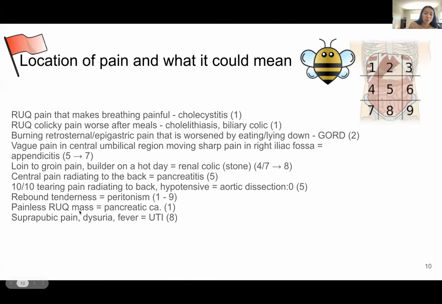And then painless right upper quadrant mass, pretty bad. Always think cancer, pancreatic cancer, until it's proven otherwise. Suprapubic pain, dysuria, burning pee, and then fever, always UTI. Pretty nice. Let's move on. That was way too much time already.